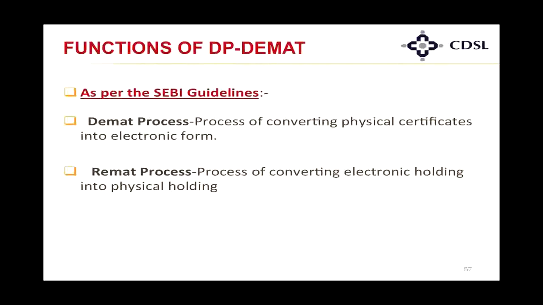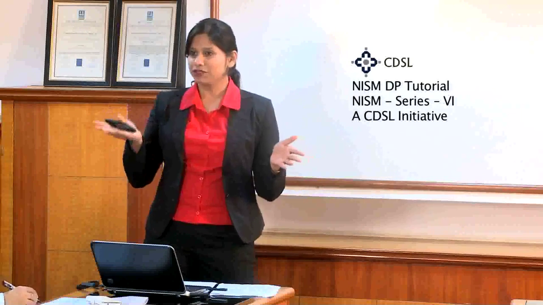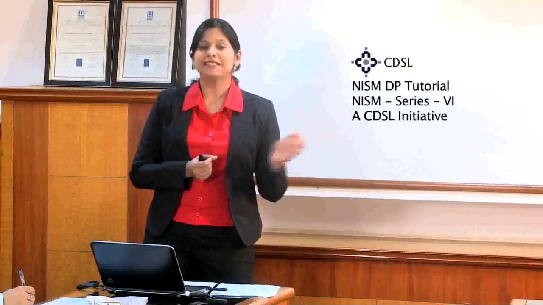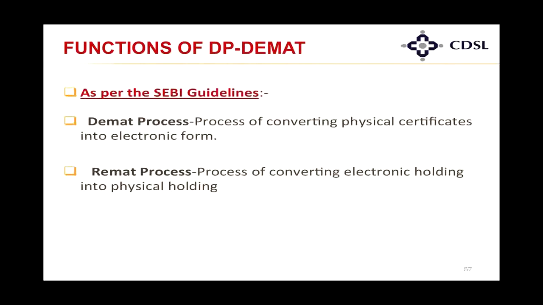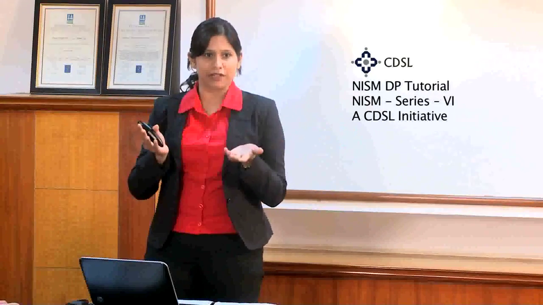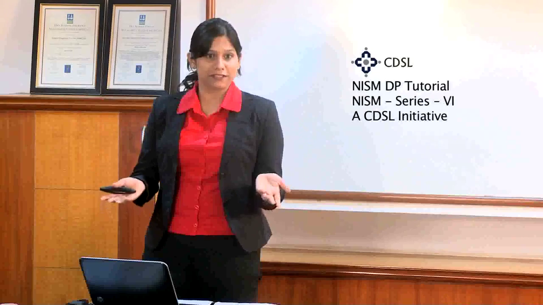Now DMAT, the full form of DMAT is dematerialization, and the name is self-explanatory, which is converting from physical to electronic. The process of DMAT has been defined by SEBI guidelines, so it is the same for both depositories. Now DMAT means converting from physical to electronic. So obviously, what would REMAT mean? Converting from electronic back to physical. How do you convert something from physical to electronic? Now how do you keep a track of it?